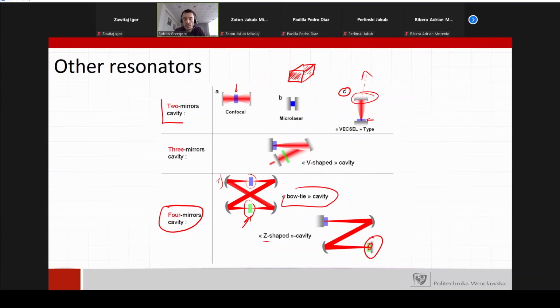But of course, it is enough to have 2 mirrors to build a laser. A confocal cavity requires 2 mirrors, but if we want to increase the capabilities of our laser, and we just need to have more focal points, then we can add additional mirrors, curved mirrors, of course.